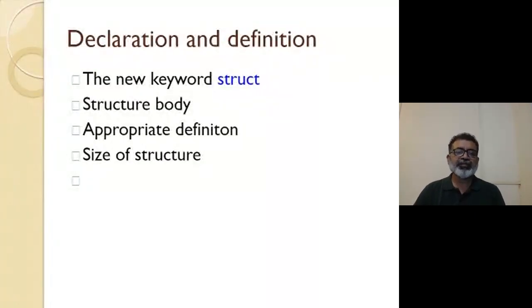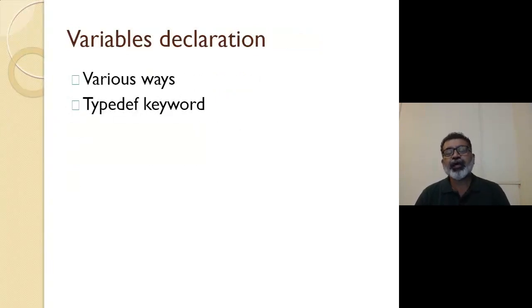We have seen declaration and definition. We have seen yesterday the difference between declaration and definition of a structure. If you can recall, I sent you the source code yesterday itself. Structure body we have seen, size of structure we have seen. I have already told you that the definition of a structure doesn't consume any space in the memory, right? When you declare a variable of a structure, that variable needs memory.